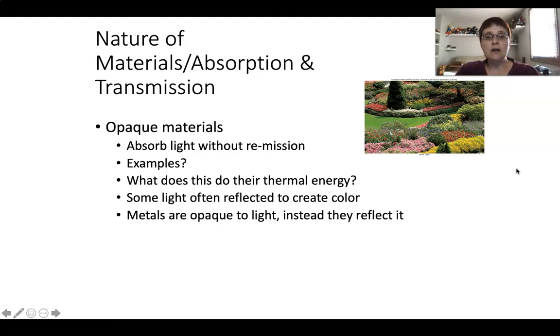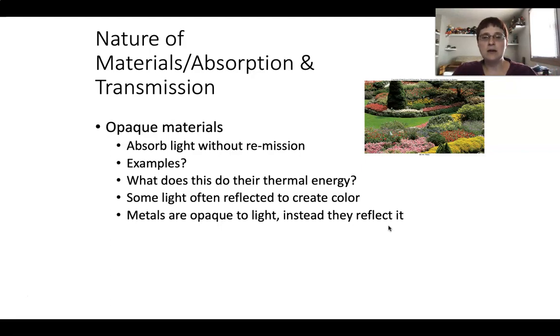Metals are opaque to light, but they don't absorb much of that light. Instead, they reflect it, which is why they appear shiny. So they are considered opaque, which is why we can't see through them, but their property means that they are going to reflect a majority of that light instead of absorb it. They will absorb some of it, which is why they become hot, but a majority of it is going to be reflected on metals.